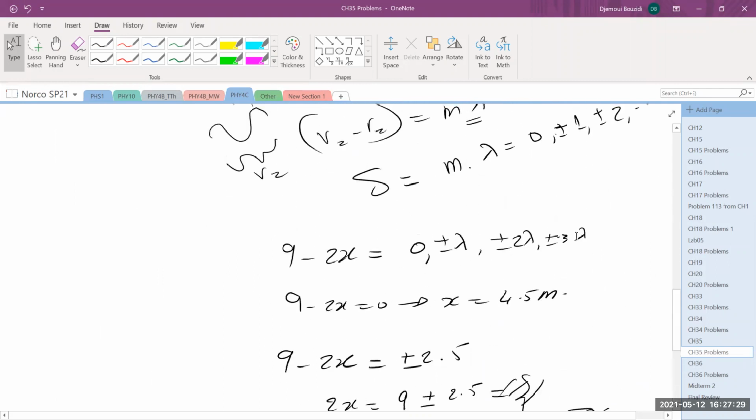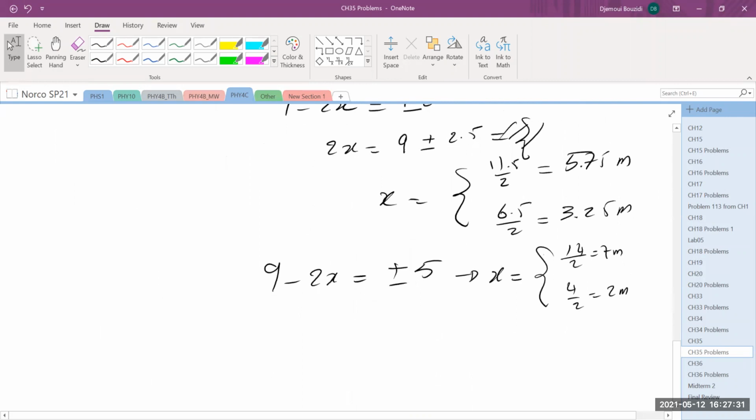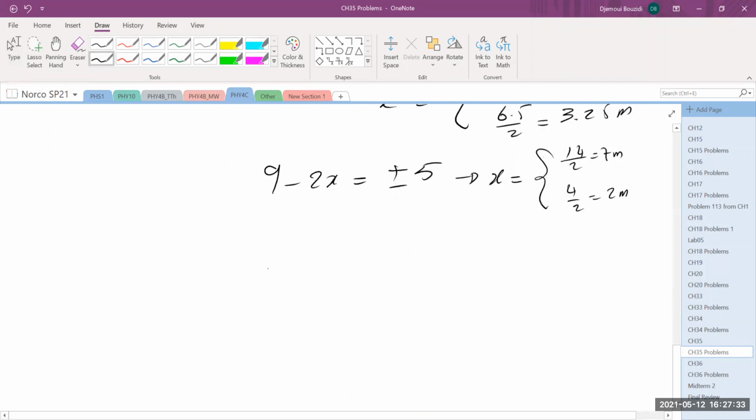Let's see if we have a solution for 3 lambda. Let's see what's going to happen here. For 3 lambda, we have 9 minus 2x equal to 3 times 2.5, which is just 7.5 meters. And that gives me a condition that x is equal to 9 plus 7.5, that is 16.5 divided by 2. And 16.5 divided by 2 is 8.25, actually.